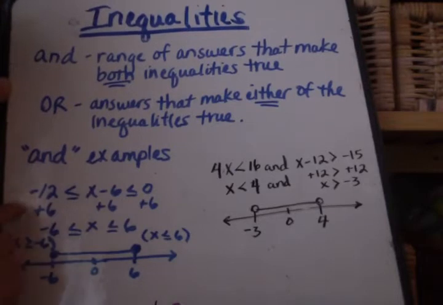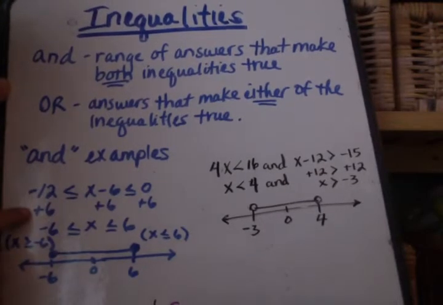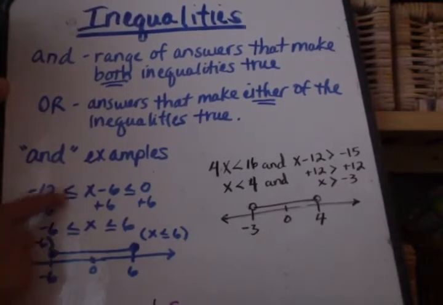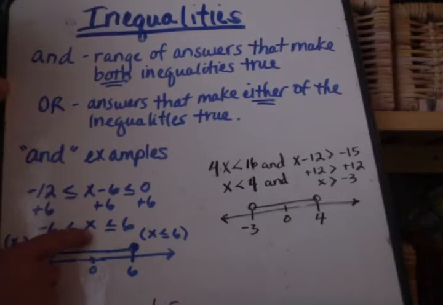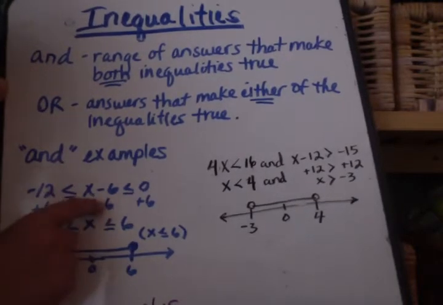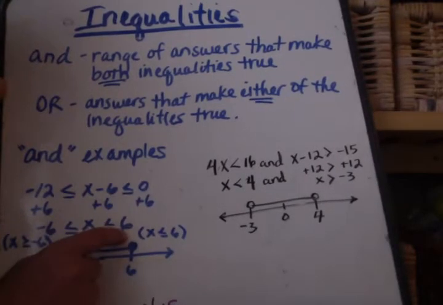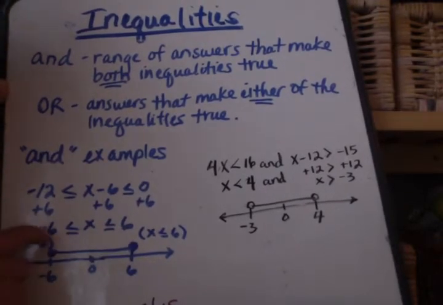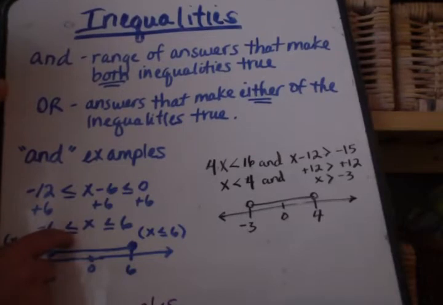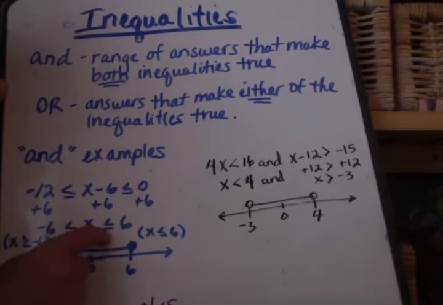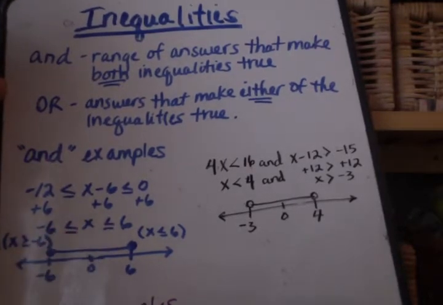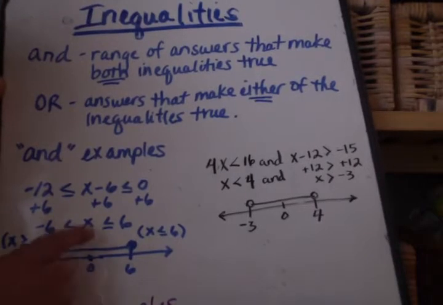And if we do that, we're going to get negative 12 plus 6 is negative 6, less than or equal to x, because negative 6 plus 6 is 0, and then 0 plus 6 is just 6. So the final solution is going to be negative 6, less than or equal to x, less than or equal to 6. And again, when we graph this, we can separate it.